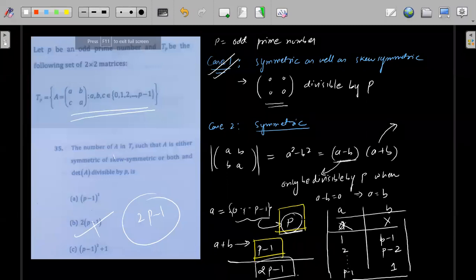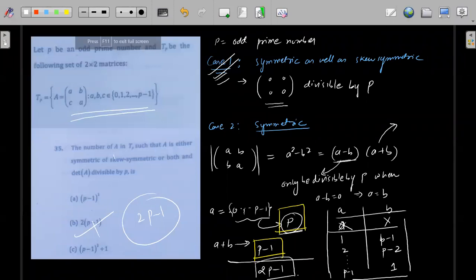So from here we are having p, and from here we are having p minus 1. So total number of cases is 2p minus 1. This case has already been counted in this. This case 1 has already been counted in this, right? I hope this is fine. Right? So this is okay.